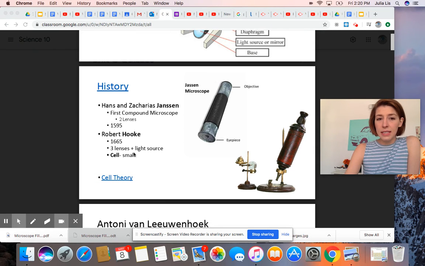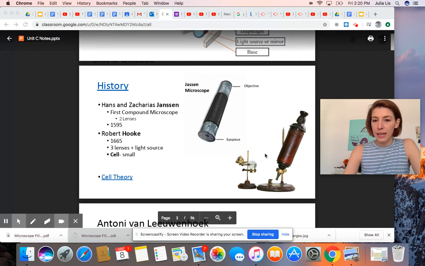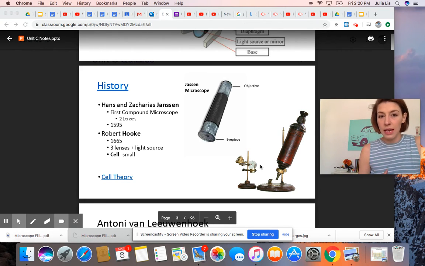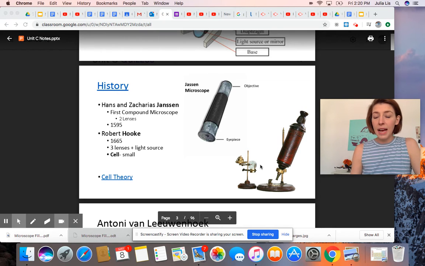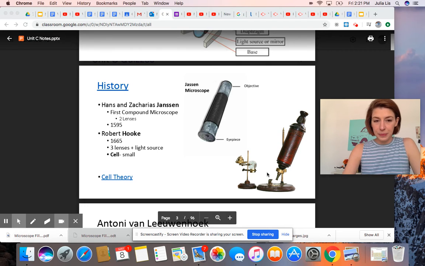Then later on in the 1600s, we have Robert Hooke. So Robert Hooke created the first light microscope. So he enhanced this first compound microscope and incorporated light to it. So that's this image on your bottom right-hand corner of the slide. By incorporating light, the idea was that you could then create more of a contrast to the image. And he actually used three lenses for his microscope.